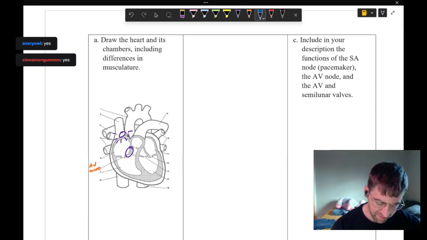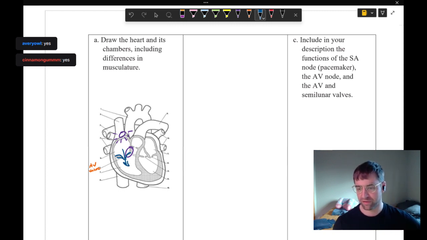Valves are important because they facilitate one-way movement of blood through the chambers of the heart. Backflow would be bad. That's called a heart murmur because it makes a little bubbling sound, and you can hear it with a stethoscope.